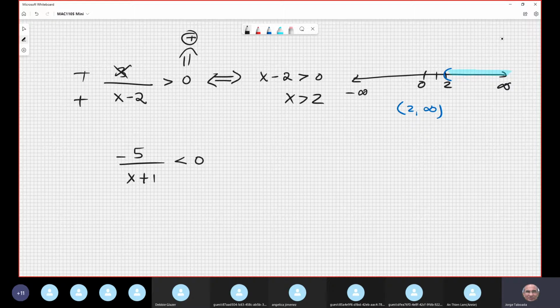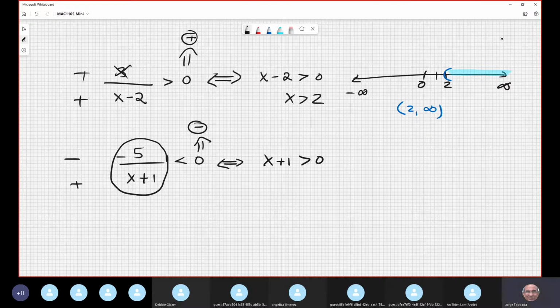Less than 0. Well, this is negative. To be negative, because less than 0 is negative, this guy would be positive. So this is equivalent to saying that x plus 1 is positive. Do you understand the analysis? The numerator is a constant number, but it is negative. For the total fraction to be less than 0, which is synonymous with negative, the bottom part must be positive. It's exactly the thing I wrote here. So this is x greater than -1.